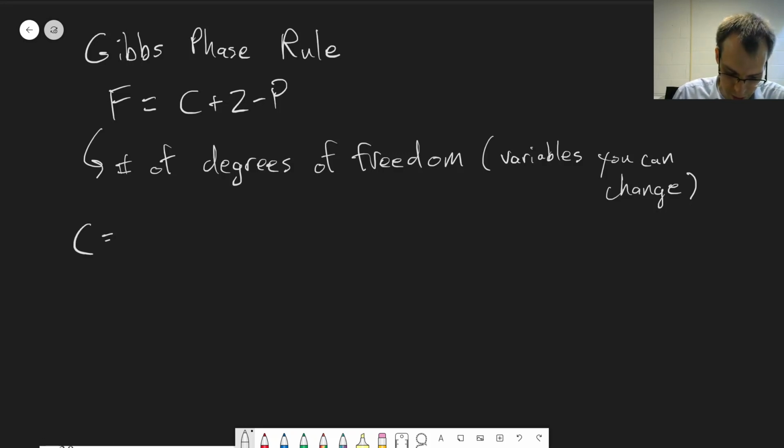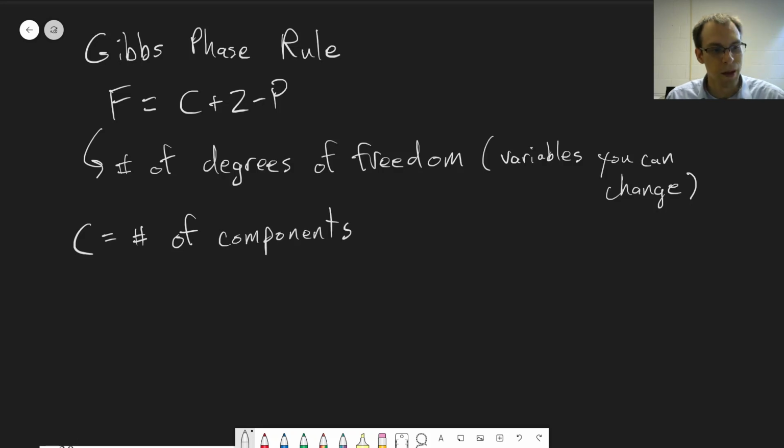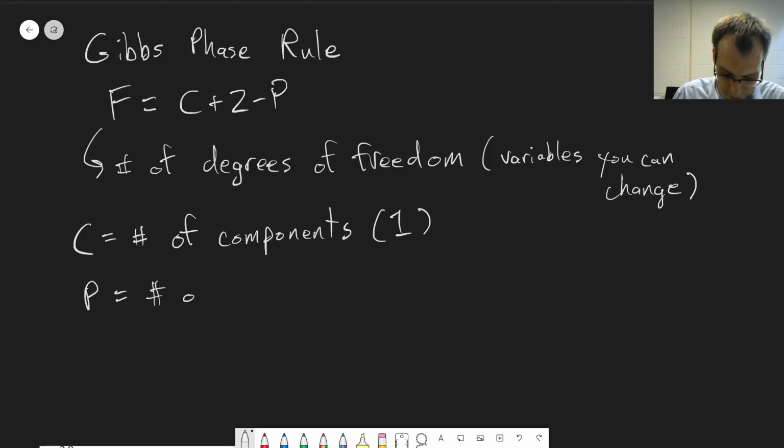C is the number of components. So this is the number of different substances you have. For this chapter, we are currently considering only cases where we have one component, but we'll look at 2-component systems in the next chapter. And you can even extend this to more than just 1 or 2 components, even up to 3 or 4 or whatever. And then P here is the number of phases in equilibrium.